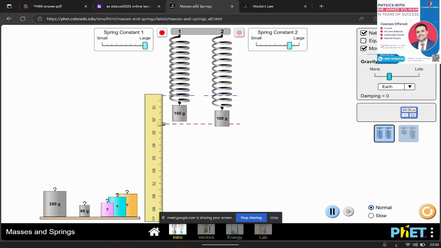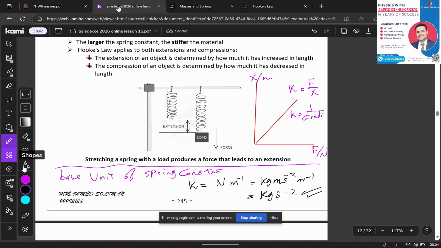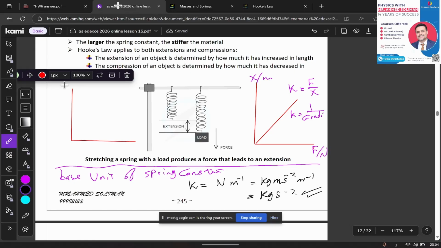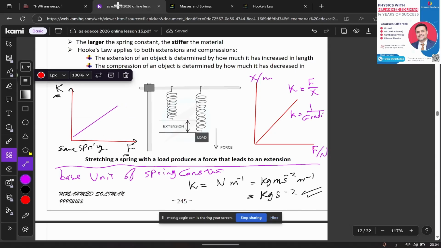Okay? Now I have a question. What happens to the spring constant if I increase force? If I asked you to draw the relationship between K and force, Habiba, how can we draw a relationship between K and force for the same spring? They're directly proportional. What about you, Mirula? Do you agree or disagree? Habiba said directly proportional.